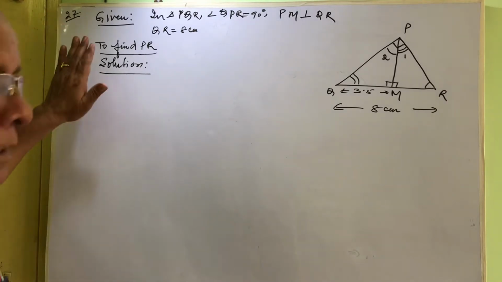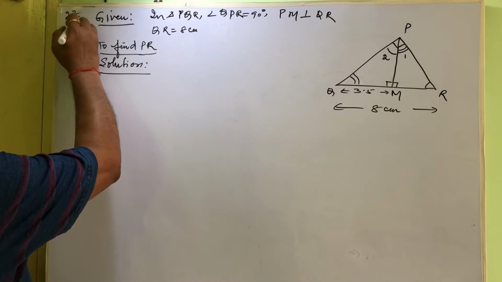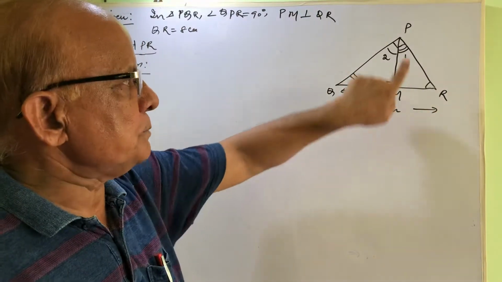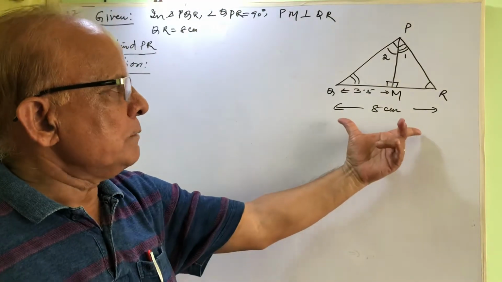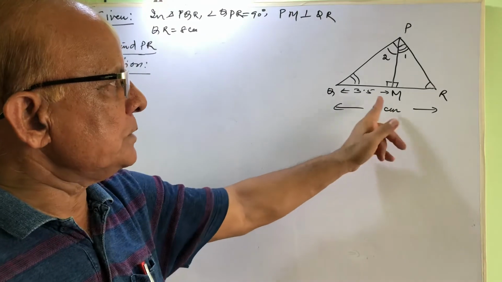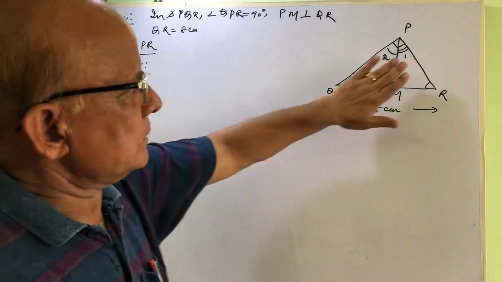This is the fourth clip on similarity. This is question number 27 of exercise 15A. Here a figure is given, triangle PQR, in which PM is perpendicular on QR. The length of QR is 8 centimeter and QM is 3.5 centimeter. And we have to find out PR.